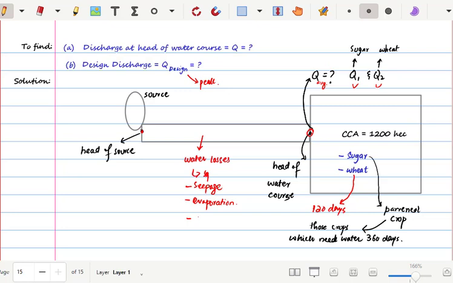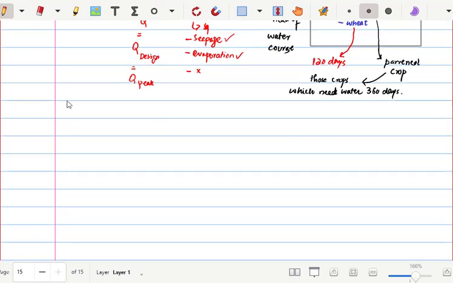Okay, that is so minor that we actually neglected, but these are the reasons that water can be lost in between head of the source to the head of the water course. So that means that your maximum discharge will be at head of the source. So we need to find Q here. This Q is going to be equal to our Q design, or we call it Q peak. So this is for part B, we need to find Q here, and for part A we need to find Q here. Got it?